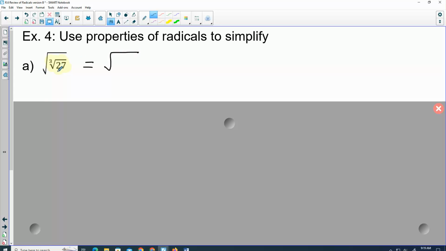Can we do the cube root of 27? And that is a 3. So since it was a perfect cube, that radical goes away. Can I do the square root of 3? No. So that is my simplified answer. So if you have multiple radicals, just start on the inside and work your way out.